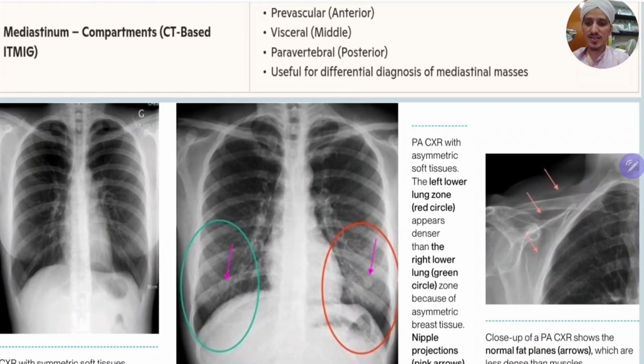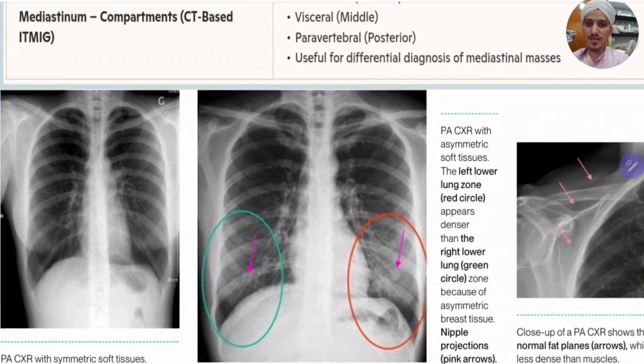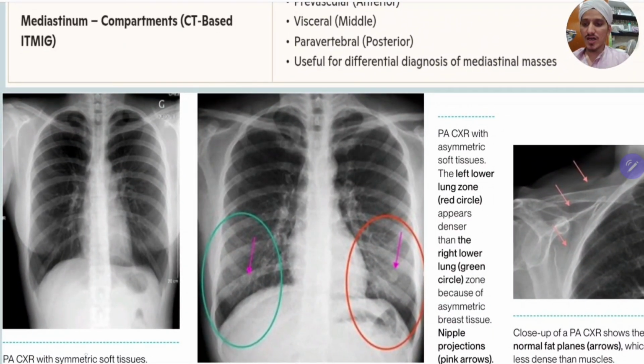Now see this chest X-ray. This is a PA chest X-ray. How do you say it is a PA chest X-ray? It is a PA chest X-ray because the heart size is not larger. The scapula shadow, you can see, is outside. So by this we will say it is a PA chest X-ray.